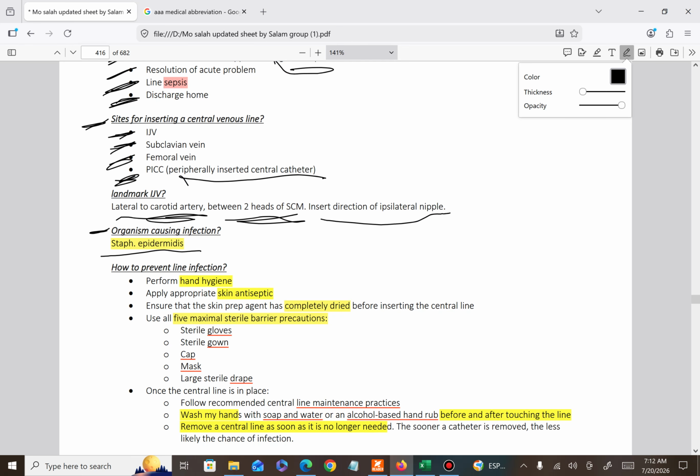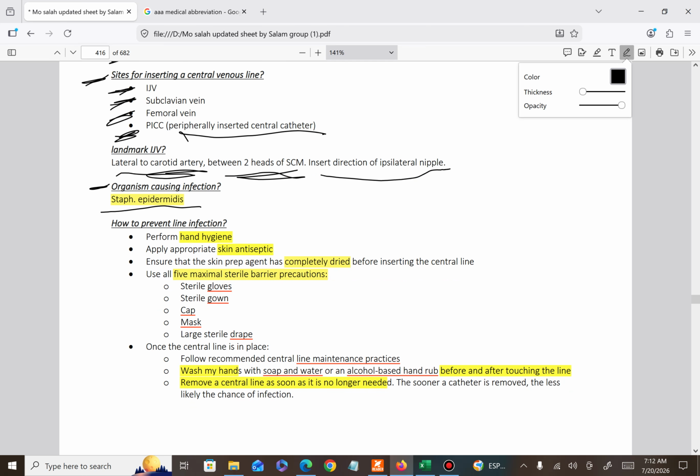How to prevent central venous line infection? Perform hand hygiene, apply appropriate skin antiseptic, ensure that the skin preparation agent has completely dried before inserting the central venous line. Then use all 5 maximal sterile barrier precautions: sterile gloves, sterile gown, cap, mask, and large sterile drape.